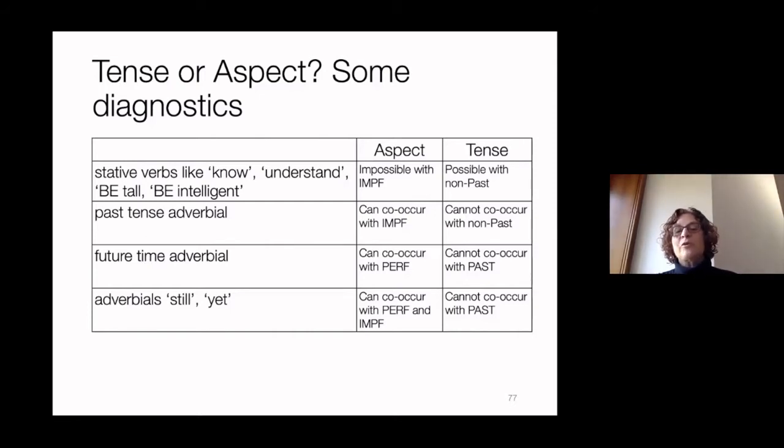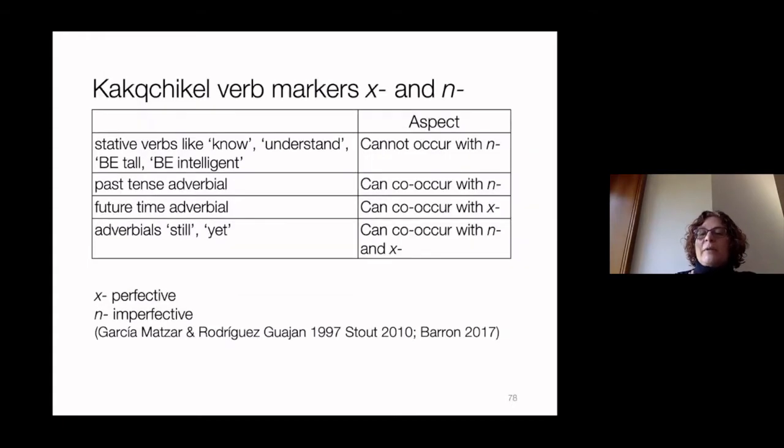Future time adverbials is just the opposite. They can co-occur with imperfective, but cannot co-occur with past. And then adverbials like still or yet can co-occur with perfective and imperfective, but cannot co-occur with past. So these are all well known, so I'm not telling you anything that we don't know here. But now let's take a look at how these diagnostics apply to Mayan languages.